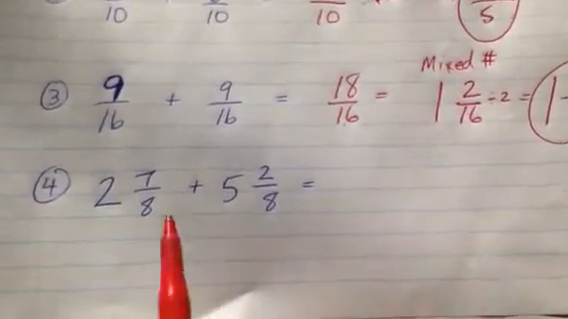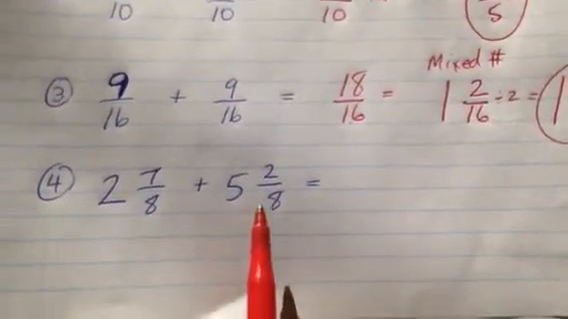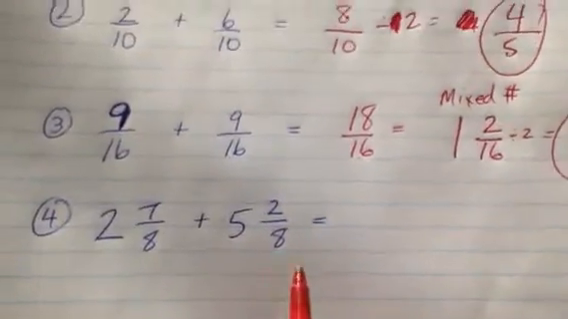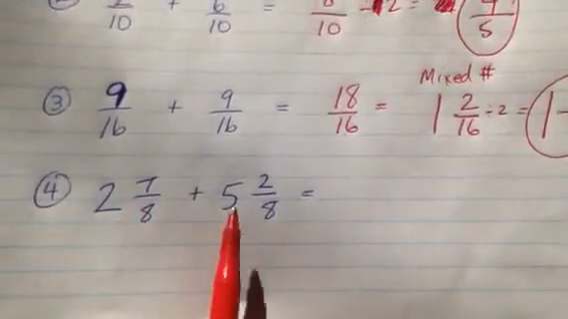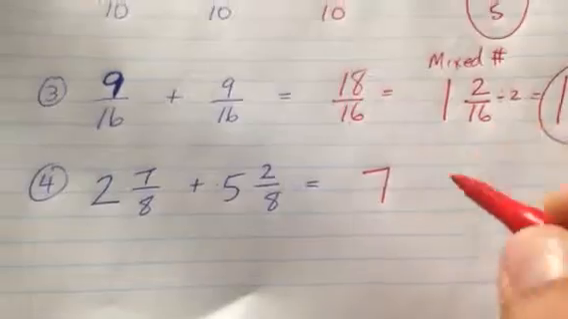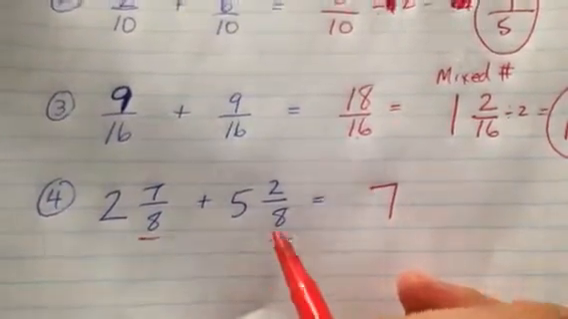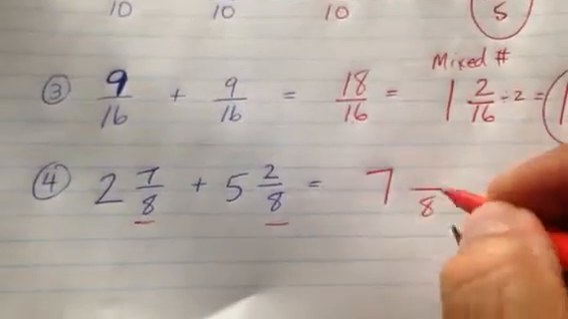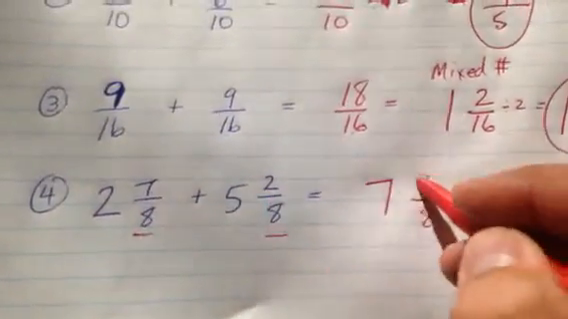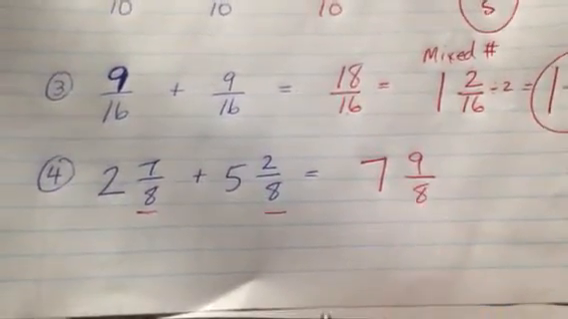Okay, over here we have 2 and 7/8 plus 5 and 2/8. So 2 and 5 get added together. We have 7. Now we add the fraction parts, 7/8 and 2/8. Keep the same 8 and you add the 7 and 2, you get 9. So we have 7 and 9/8.